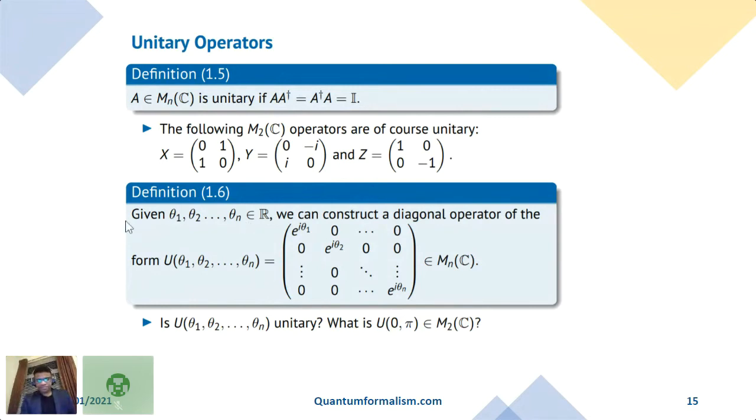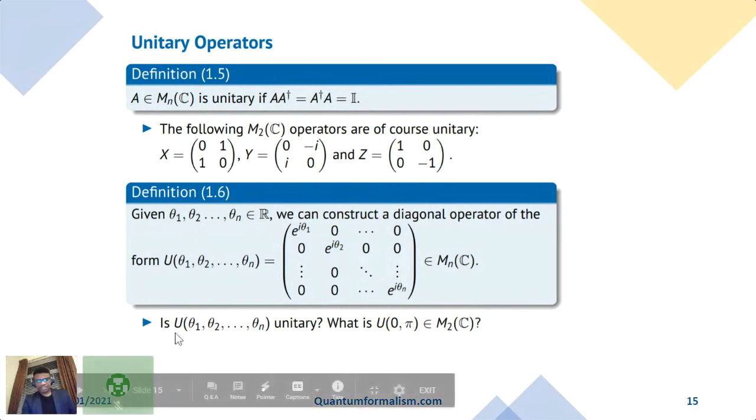And now here's a very interesting construction. If we have theta 1, theta 2 to theta n as real parameters, real numbers, we can construct this diagonal matrix where E is the Euler constant. This is something you all know, I'm pretty sure. So the question is: is U, written like this, a unitary?